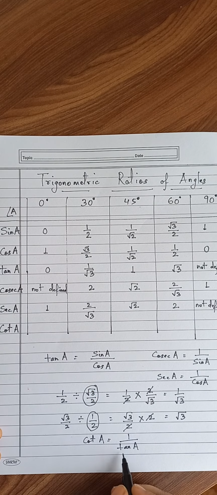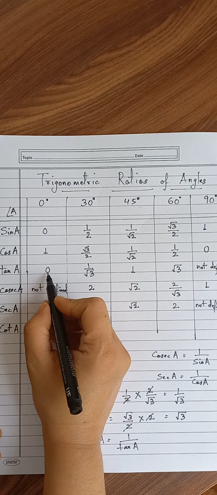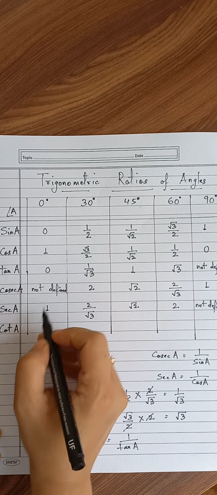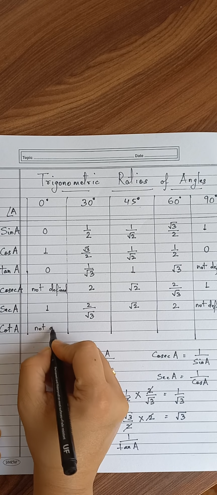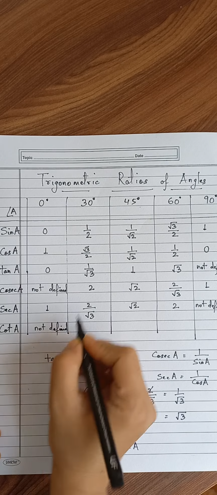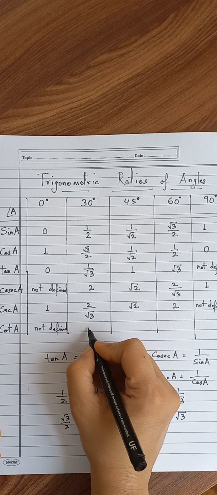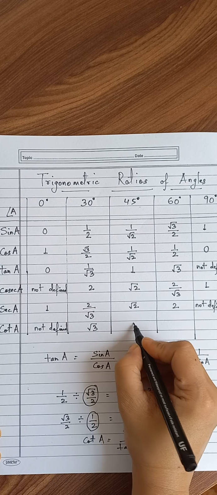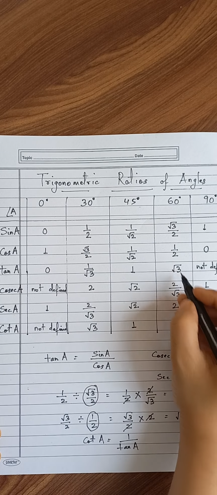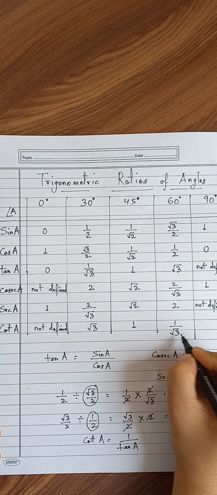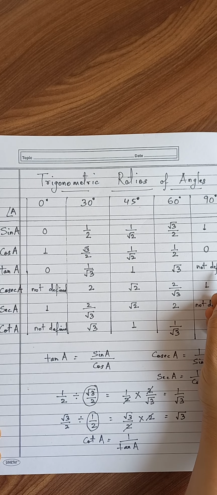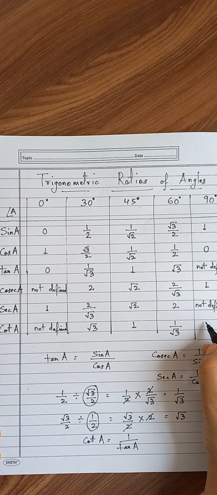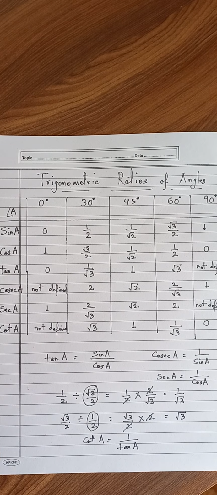So cot is the reciprocal of tan. So we'll see the tan function. 0 value means 0 upon 1. So 1 upon 0 will be again not defined. Here it is 1 by root 3. So the reciprocal will be root 3. 1 means 1 upon 1. So the reciprocal will be 1. And then root 3, the reciprocal will be 1 upon root 3. And not defined means 1 upon 0. So it will be 0 upon 1. That means 0. Okay, so you can see how you are able to make this table within seconds.